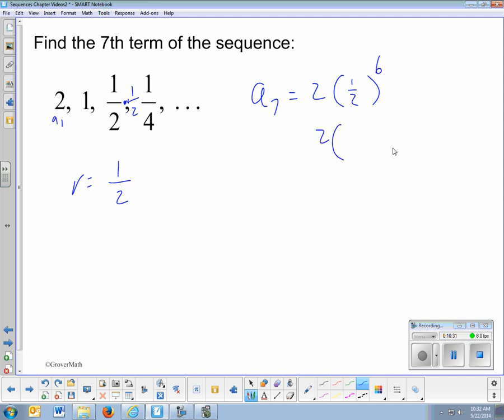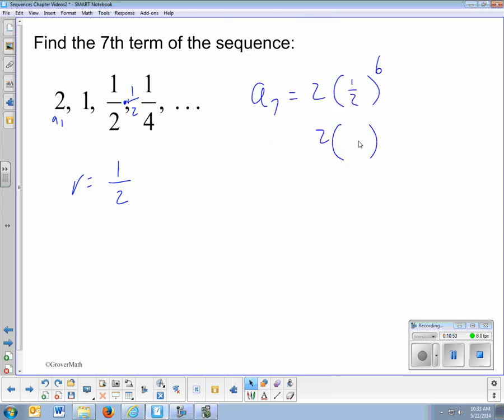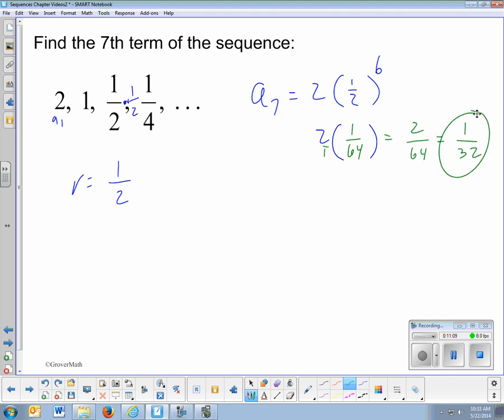And so 2 times a half to the 6th. Now, I could do that in pieces. I could do 1 to the 6th over 2 to the 6th, or I could try to type it into my calculator, which I think a lot of you tend to do. So let me show that. So 1/2 raised to the 6th. Fraction answer is 1/64th. So 1 over 64. And we're doing 2 times that. That's like 2 over 1, so that's 2 over 64. Simplifies down to 1 over 32. That's my final answer. All right.